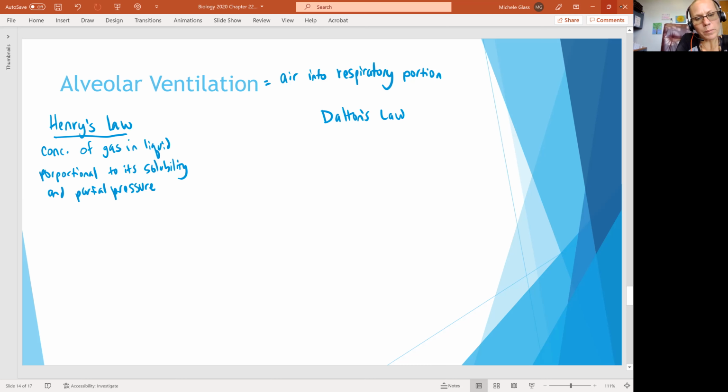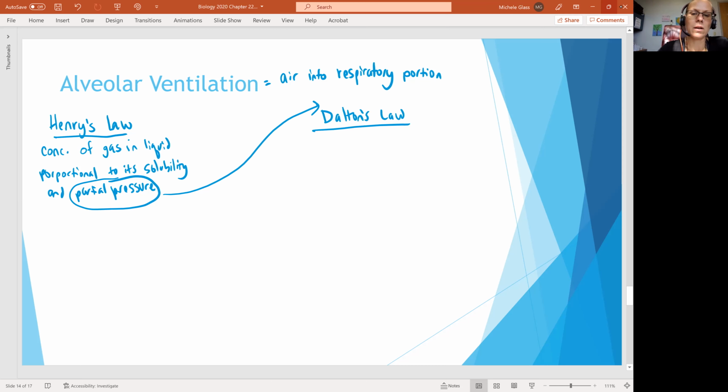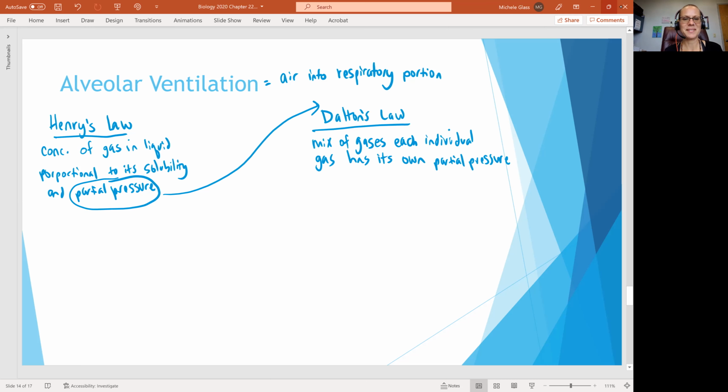Okay. And when we talk about partial pressure, that's our direct connection over to Dalton's law, because Dalton's law tells us that in a mix of gases, each individual gas has its own partial pressure. Basically, that's the Michele Glass version. So when we say mix of gases, each individual gas has its own partial pressure. Like in air, you have nitrogen gas, oxygen, carbon dioxide, water vapor. And each one of those gases has its own partial pressure.